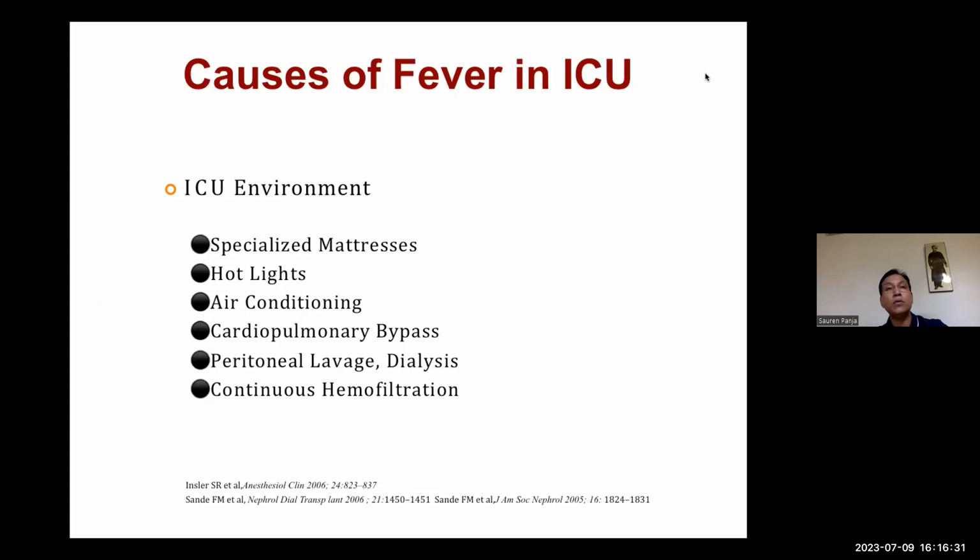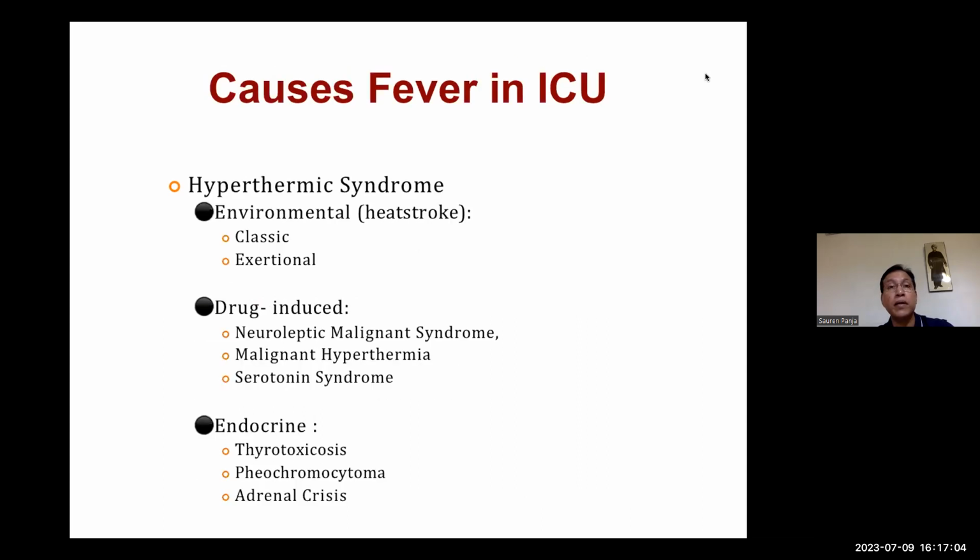And if we discuss the usual causes of fever, I will discuss different case scenarios. Before that, just consider the environment of the ICU. In the ICU there are different types of specialized mattresses, hot lights, air conditioning. Sometimes the patient is undergoing different kinds of treatment: cardiopulmonary bypass, peritoneal lavage, dialysis, continuous hemofiltration. Because of this environment, and the change in the milieu of the patient and their management, that can also give rise to fever. Those are the usual causes of fever. And sometimes there are hyperthermic syndromes, which is what I was discussing, another cause.